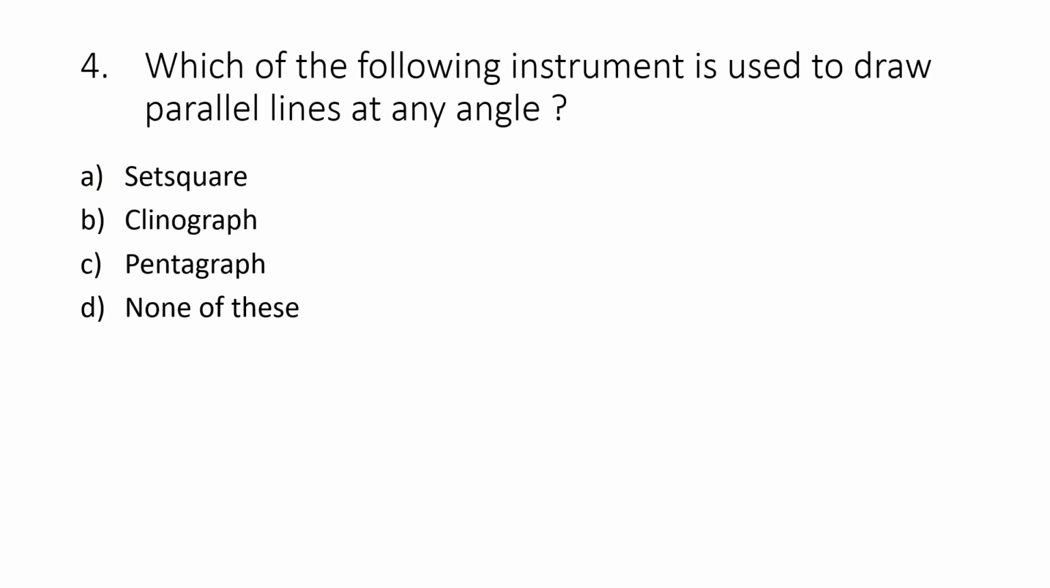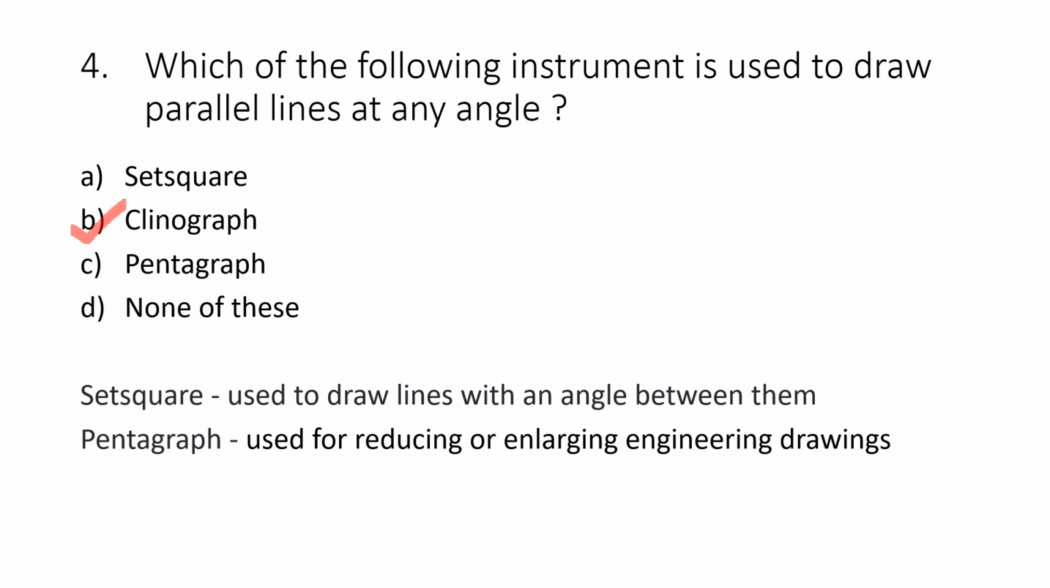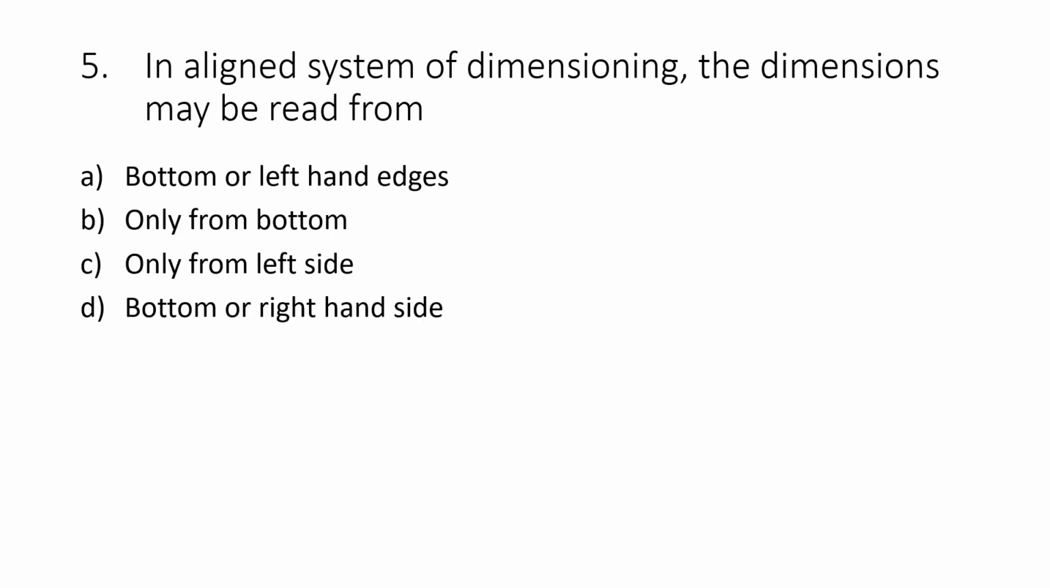Next is fourth question. Which of the following instrument is used to draw parallel lines at any angle? Set square, clinograph, pentagraph, none of this. The answer is B, clinograph. The set square is mainly used to draw lines with an angle between them, and pentagraph is used for reducing or enlarging engineering drawings. Let's move to the fifth question.